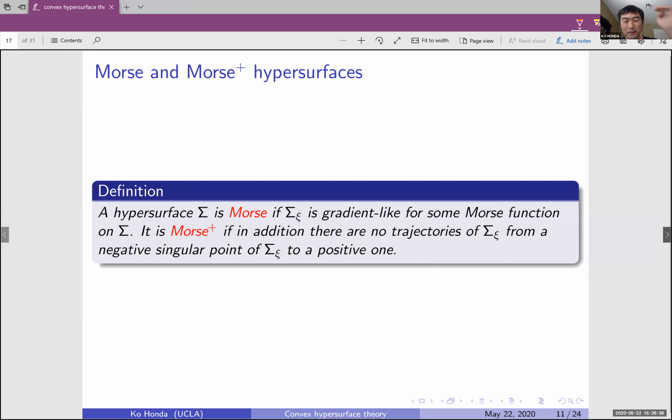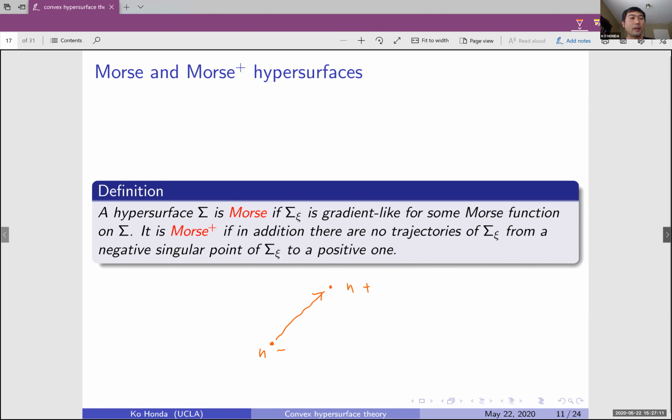The kind of funny thing that could happen that you don't really like is that if you have index n, it's a negative singular point. If you have index n, it's a positive singular point. And you don't want Morse trajectories from a negative singular point to a positive singular point. Okay. And you might ask, well, generically, this doesn't happen, right? So generically, everything is Morse plus.